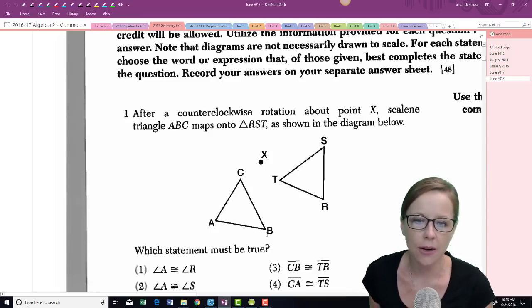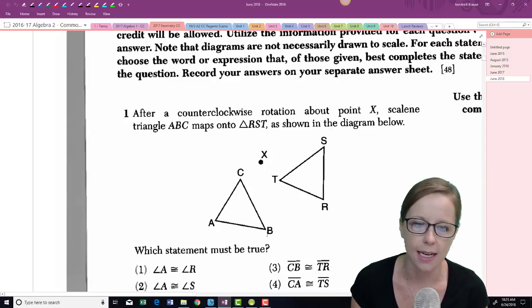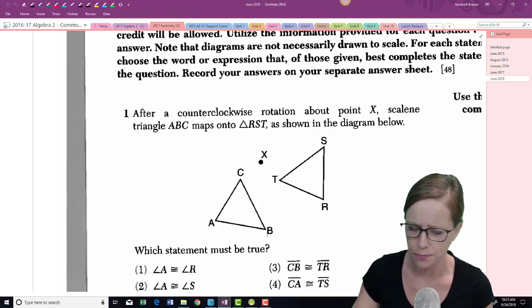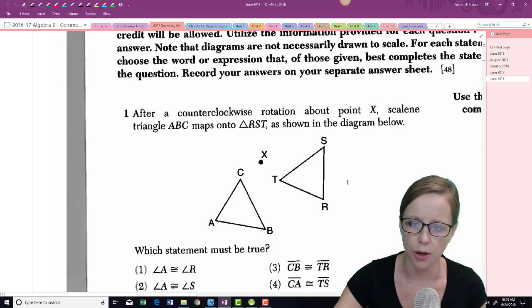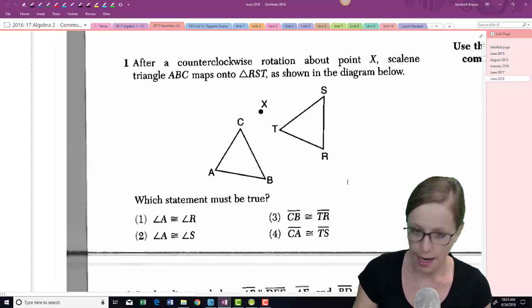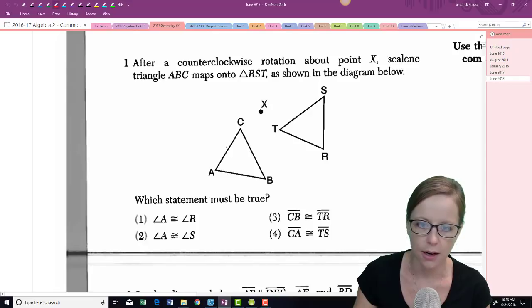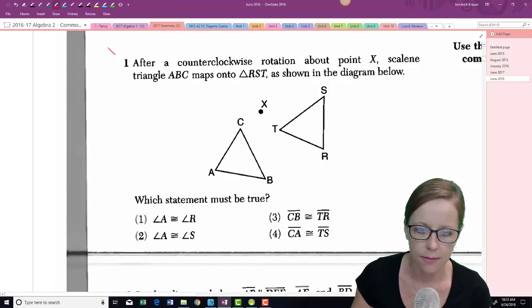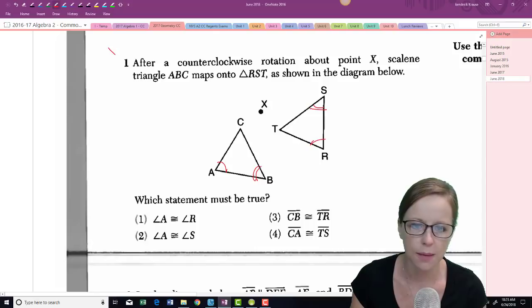Okay, so after a counterclockwise rotation about point X, the scalene triangle ABC maps onto triangle RST as shown in the diagram below. Which statement must be true? Okay, so if that's what's happening, that means A is going to R. Oh, do I not have a pen? Oh, there it is. A is going to R. B is going to S, and then C is going to T. Which statement must be true?